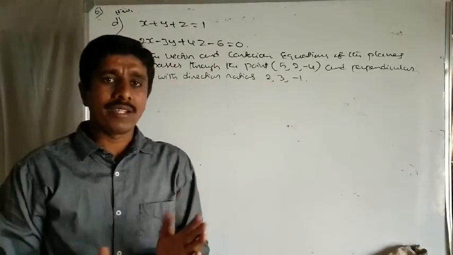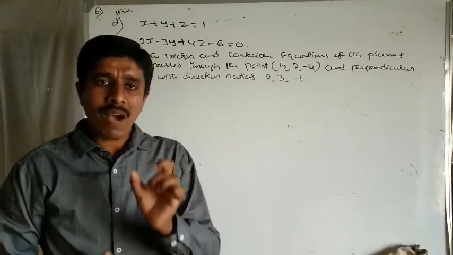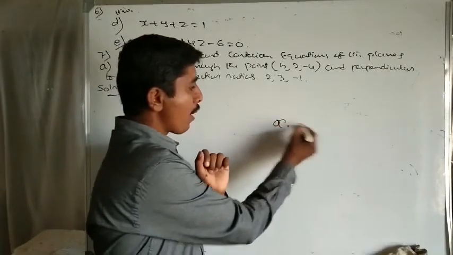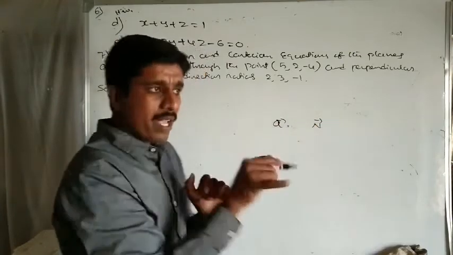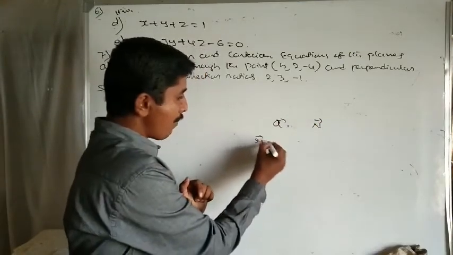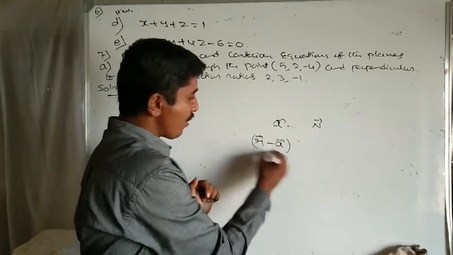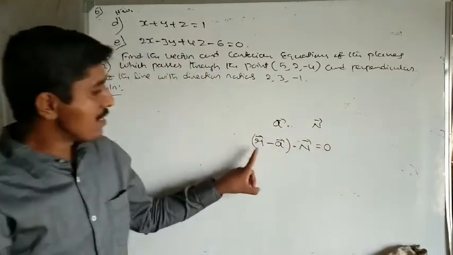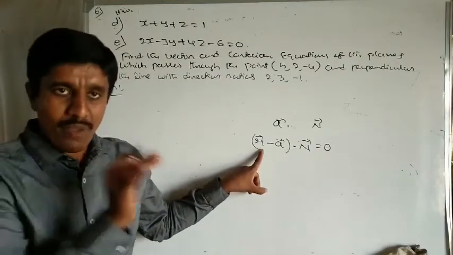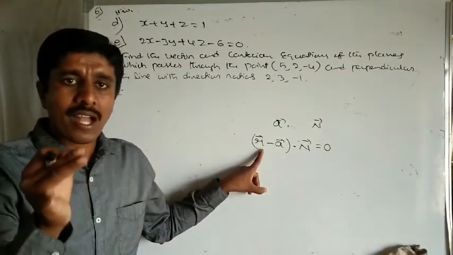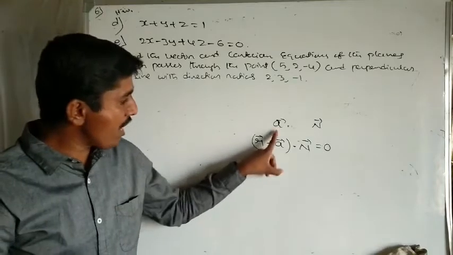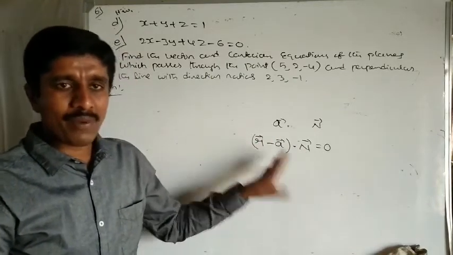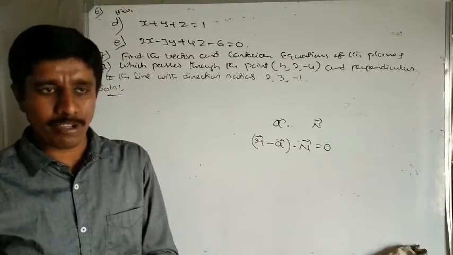Mind it, we know that the equation of the plane passing through the point with position vector a and perpendicular to vector n is given by the vector equation: vector r minus vector a dot vector n is equal to 0. This is the vector equation of the plane passing through the point with position vector a and perpendicular to vector n.